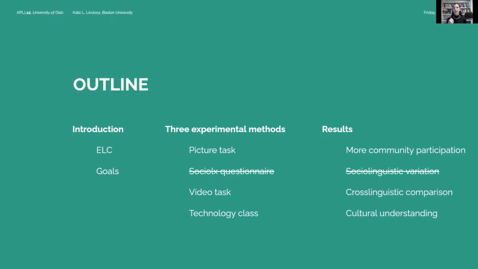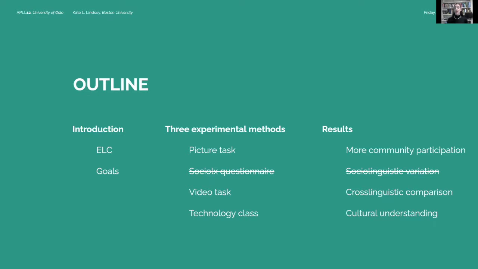So in my abstract, I suggested that I would be describing a picture task, the sociolinguistic questionnaire, and the video task. So tonight at the early career plenary, I'll actually be speaking with Catherine on the sociolinguistic questionnaire method. So if you're interested in that, make sure to come to tonight's talk. So instead of the sociolinguistic questionnaire, I'm actually going to tell you about an experimental technology class that I taught in 2018 that also got a lot of really great and interesting data for the corpus.